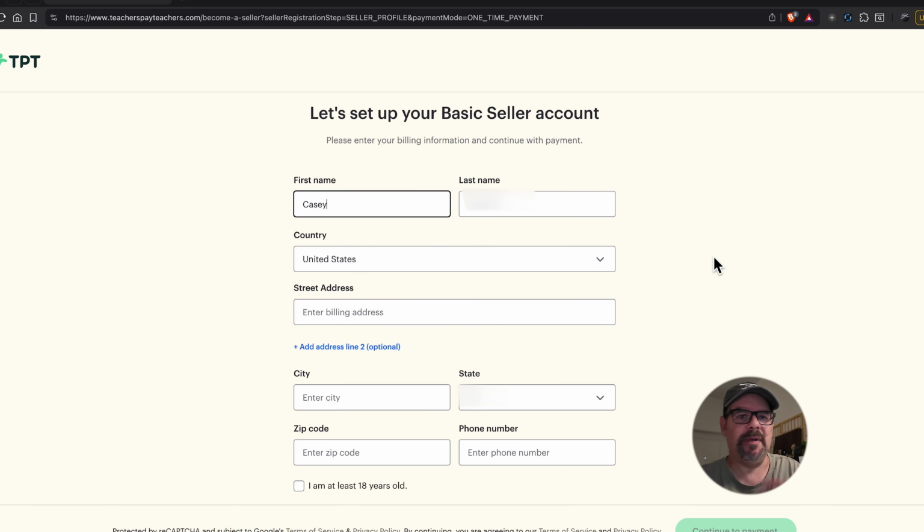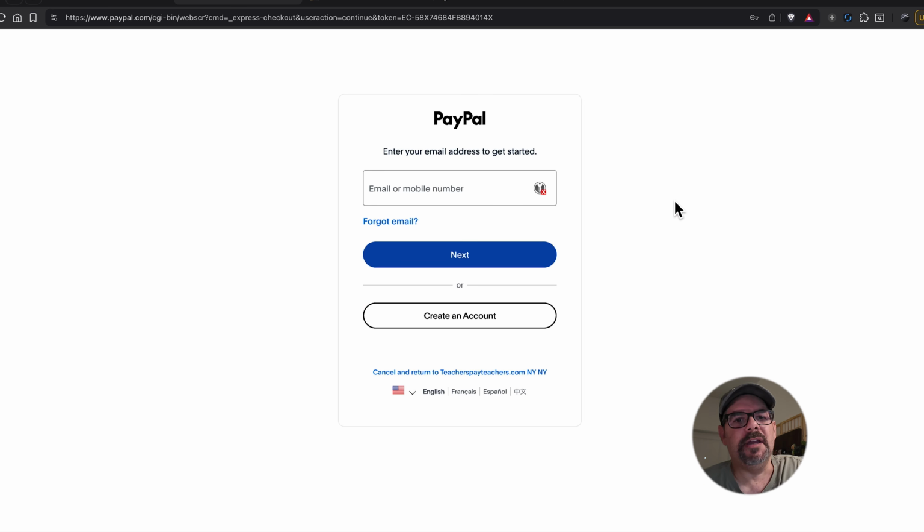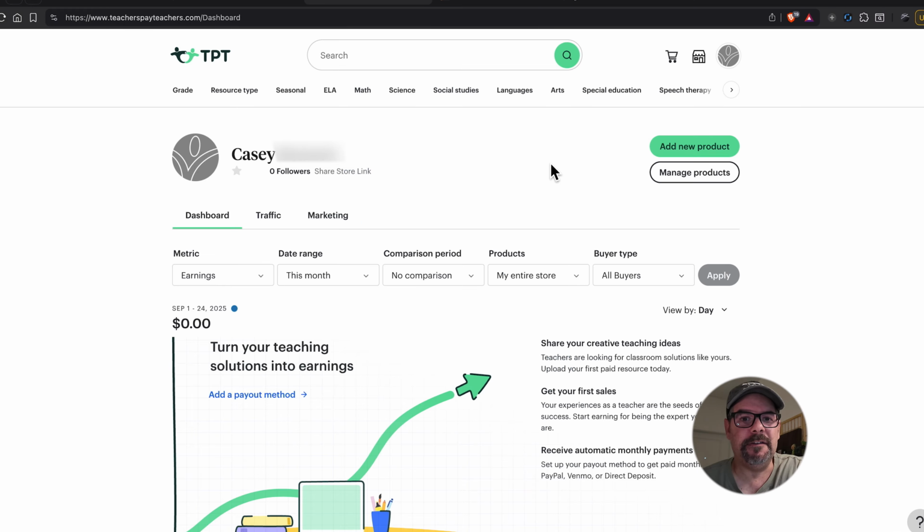And it pulls up your basic seller information. So I'm going to go ahead and fill this out. And once I do that and make my payment, I'll get back to you. Okay, so when you hit continue to payment, it automatically takes you to PayPal. This is apparently the only option, but remember, you can use a credit card in PayPal. And that's all there is to signing up for Teachers Pay Teachers.